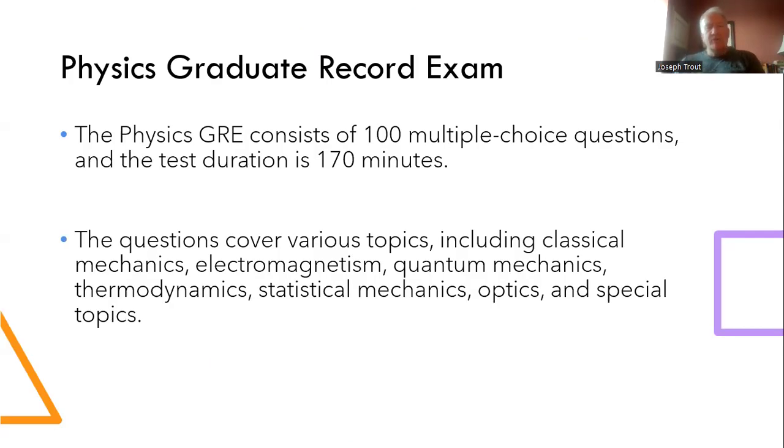So for an overview of the physics graduate record exam, it consists of 100 multiple choice questions, and the test duration is 170 minutes. Not about, it is 170 minutes. And the questions cover various topics, including classical mechanics, electromagnetism, quantum mechanics, thermodynamics, statistical mechanics, optics, and special topics.